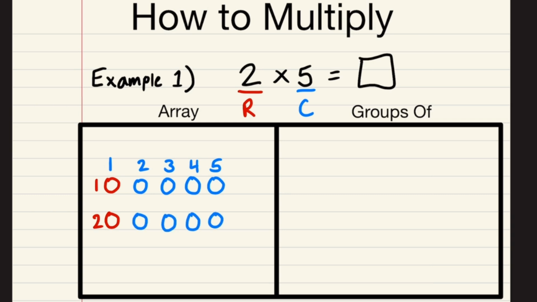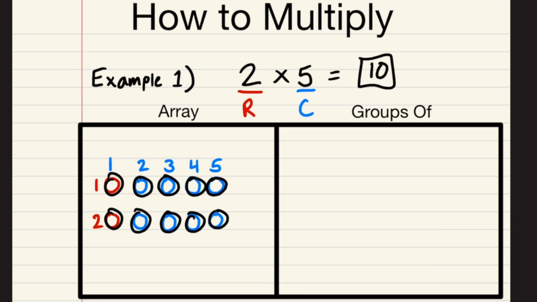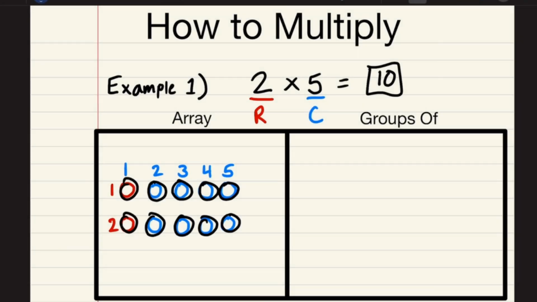In order to get your answer for 2 times 5, you need to count the total. 1, 2, 3, 4, 5, 6, 7, 8, 9, 10. This means that 2 times 5 does equal 10. The next way to multiply would be the groups of method. Now we already solved 2 times 5 and we already found that it's 10 using the array.